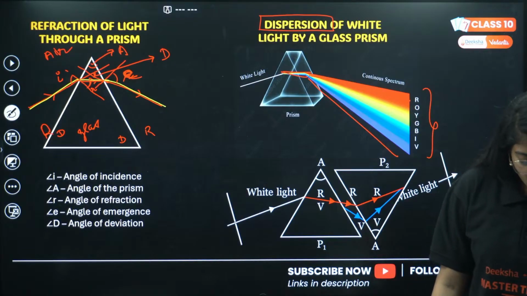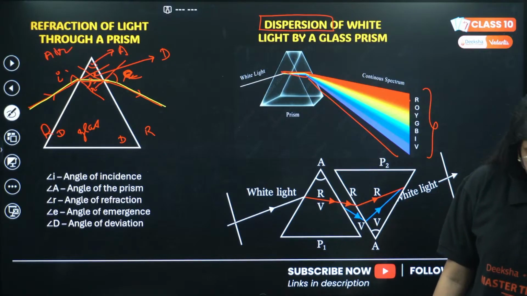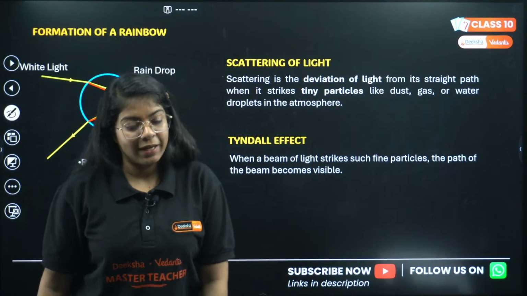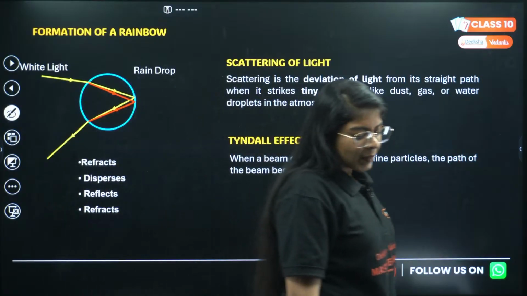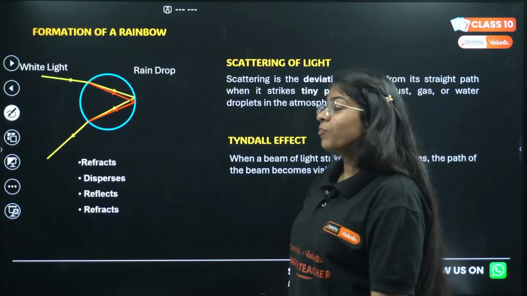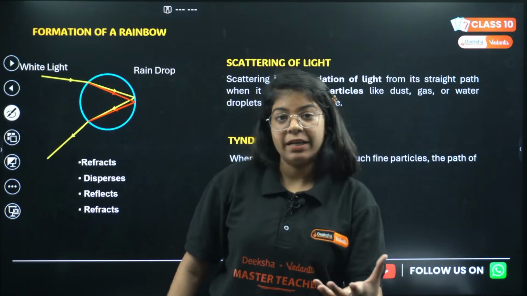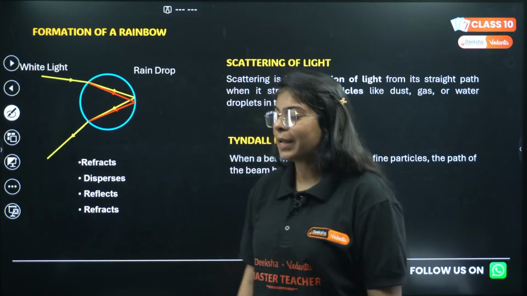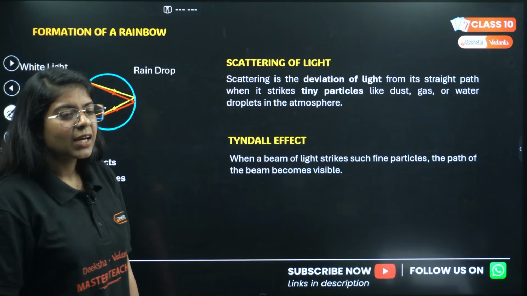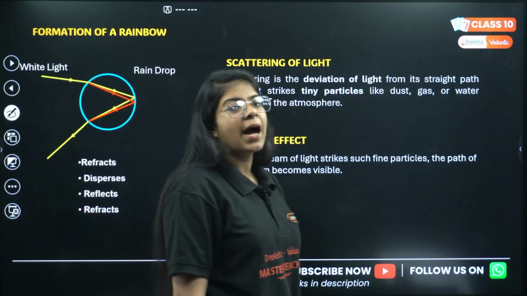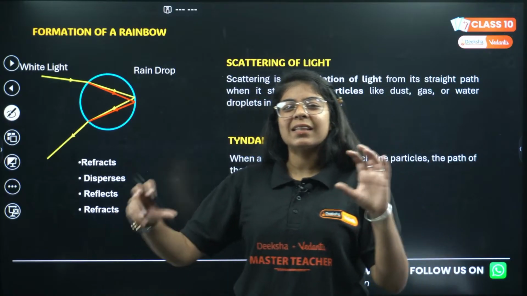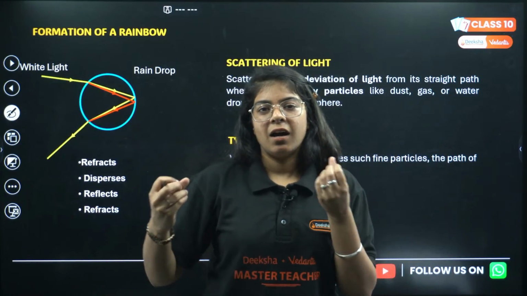Okay, moving on to the next topic, that is formation of a rainbow. Very interesting topic. This rainbow you must have seen after rainfall, as suggested by the name. Now after rainfall, what is happening? You must have seen that in a highly rainfall region or after rainfall, the environment is a little humid.